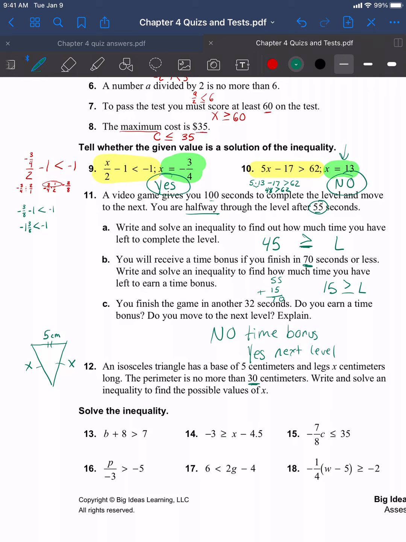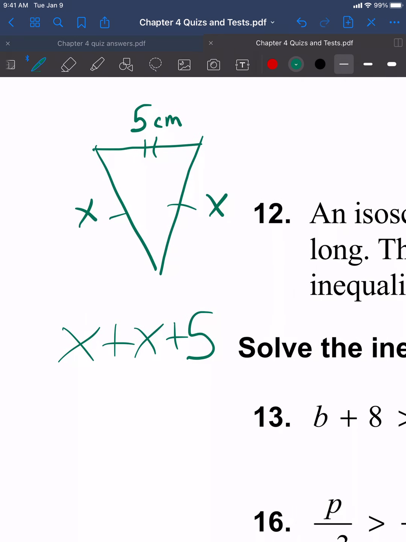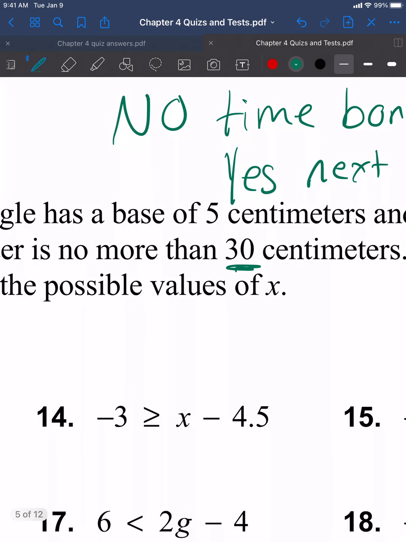How do I find the perimeter of a shape? You add them. Yeah, it's the distance all the way around, right? So wouldn't the perimeter of this be 2x plus 5? They're saying the perimeter can be no more than 30.